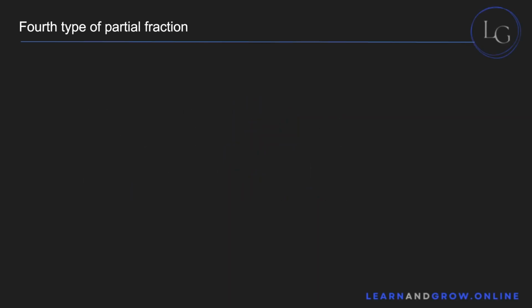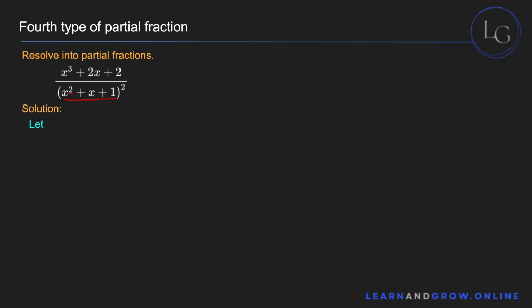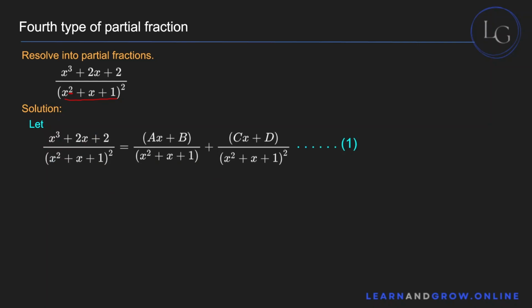So the fourth type of partial fraction resolution is somewhat a combination of the second type and the third type. Over here, you have an entire expression inside a square bracket. So that is where the second type of partial fraction resolution comes in. But also you can see that the expression inside has the variable with a power. That is where the third type of partial fraction resolution comes in. So, how will we deal with this?